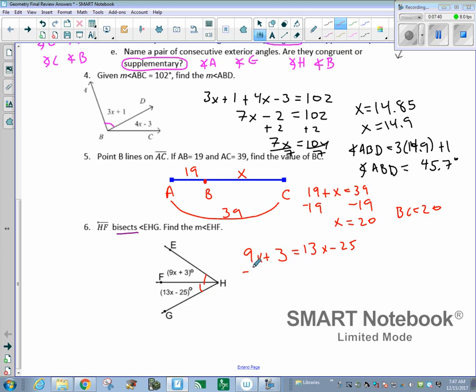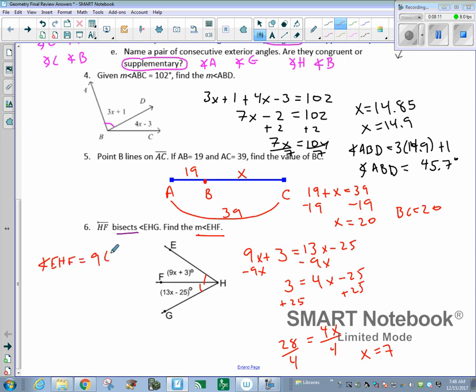So I'm going to subtract 9x across the equal sign. I'm left with 3 equals 4x minus 25. Add 25 across the equal sign, and so then I end up with 4x equaling 28, and if I divide by 4, x comes out to be 7. All right, so that's the value of x, but I don't want x, I want angle EHF, and EHF is 9 times 7 plus 3, which 9 times 7 is 63 plus 3, so angle EHF comes out to be 66 degrees. All right, we will work more on the rest of these.